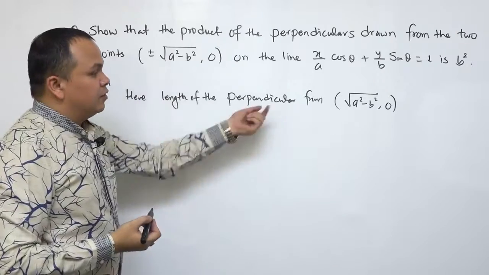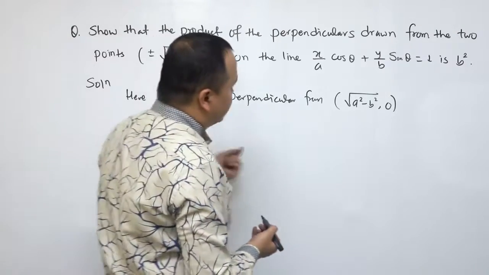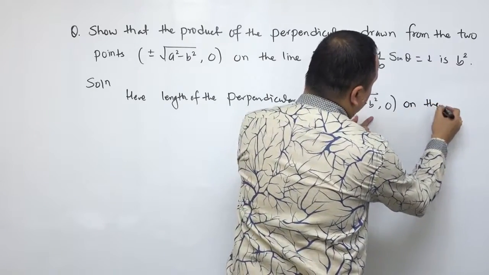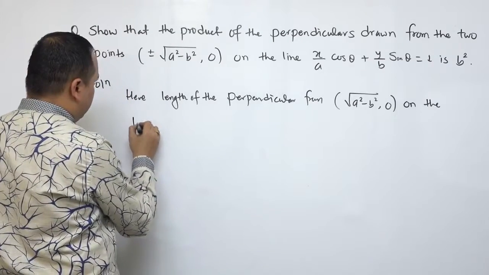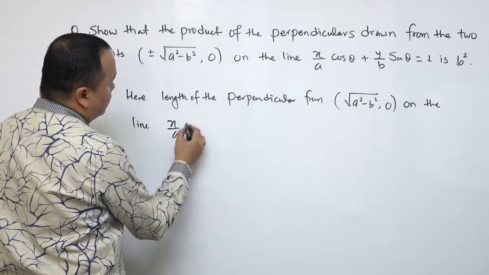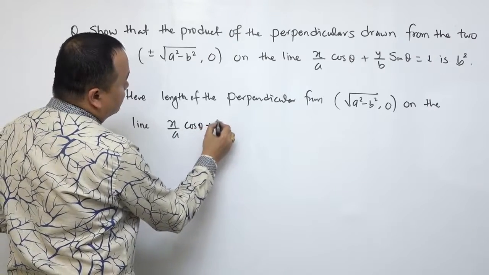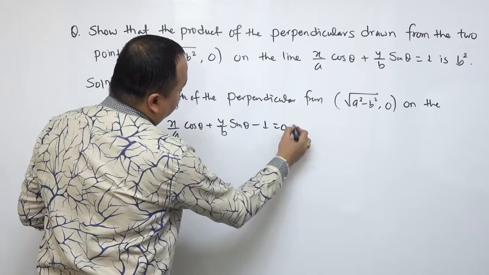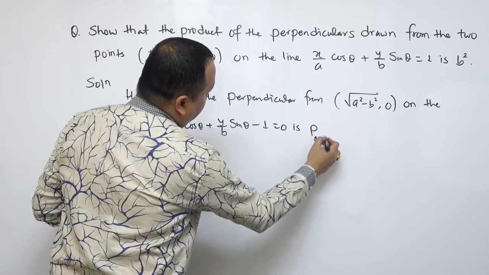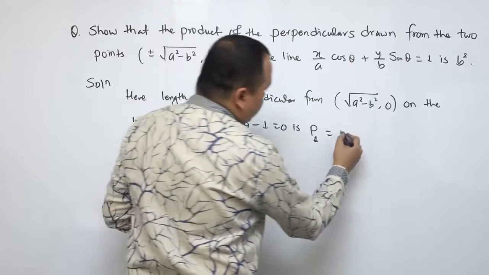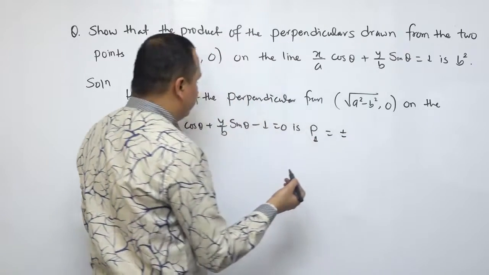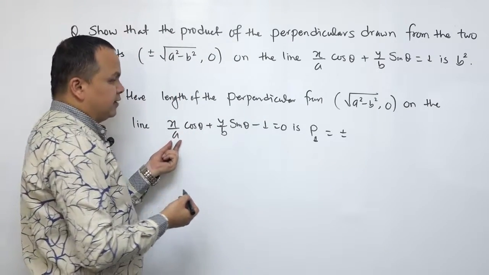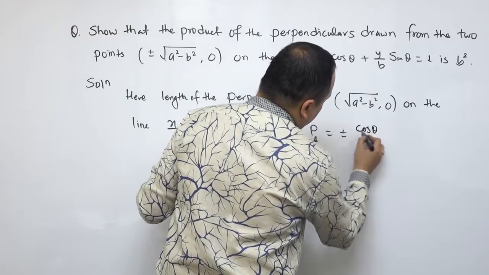Taking the positive sign, we get root over a square minus b square, 0 on the line x by a cos theta plus y by b sin theta minus 1 is equal to 0 is P1, and P1 is equal to plus minus A x1. We have A is the coefficient of x, cos theta upon a.